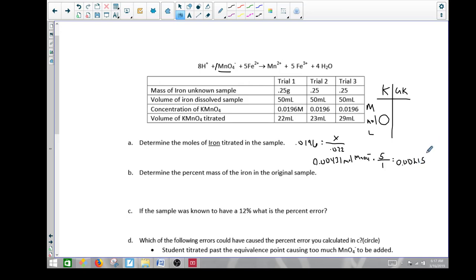And that would be moles of Fe. And I think that is my answer. Make sure when you do a calculation, you designate your answer. Alright, percent mass of iron in the original sample.